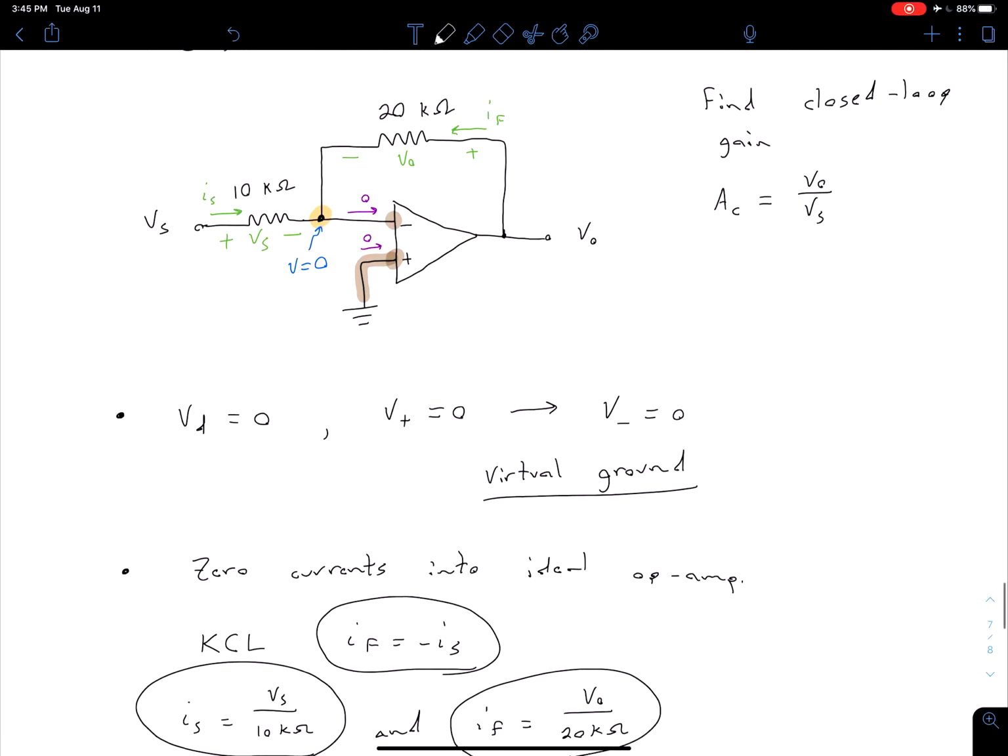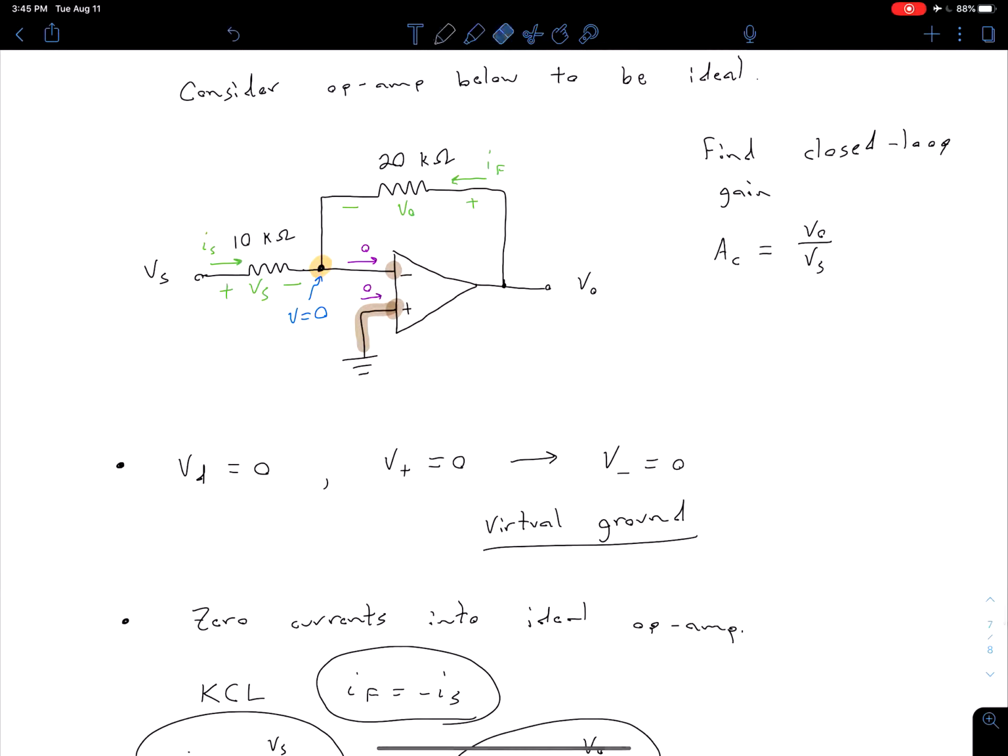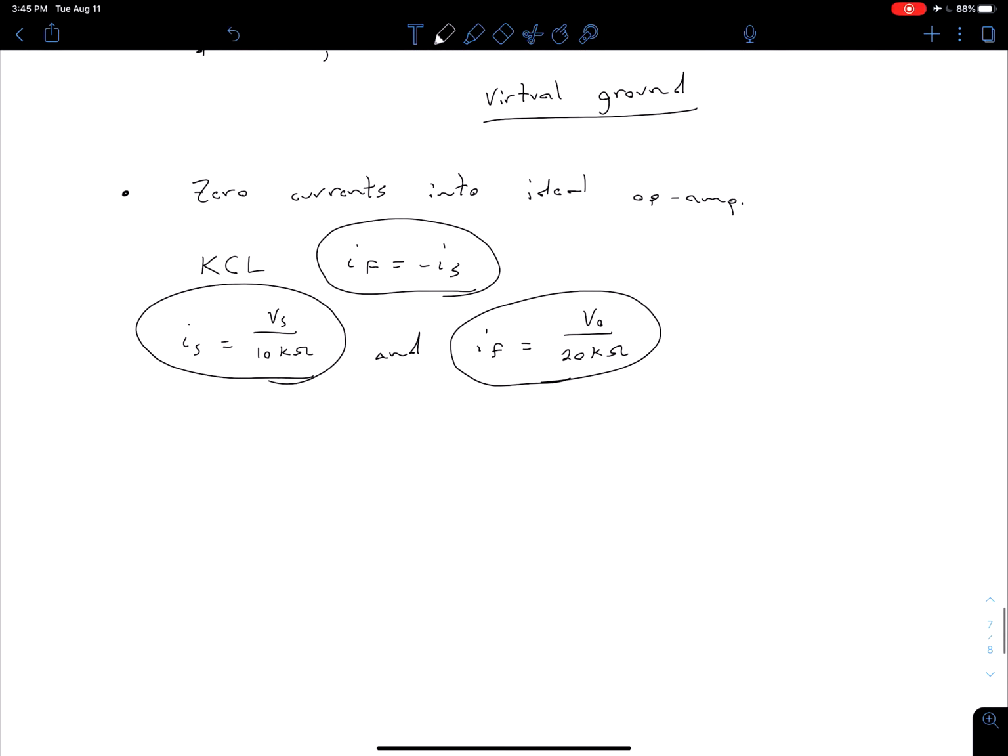So then we can rearrange it to get our closed loop gain, which is what we were initially asked to solve for up here. So let's go ahead and do that. Substituting in for those two equations, we have our IF, which is V naught over 20K, equal to negative IS. Well, our IS was VS over 10K. So we can rearrange that a little bit. We get our A sub C, which is equal to V naught over VS.